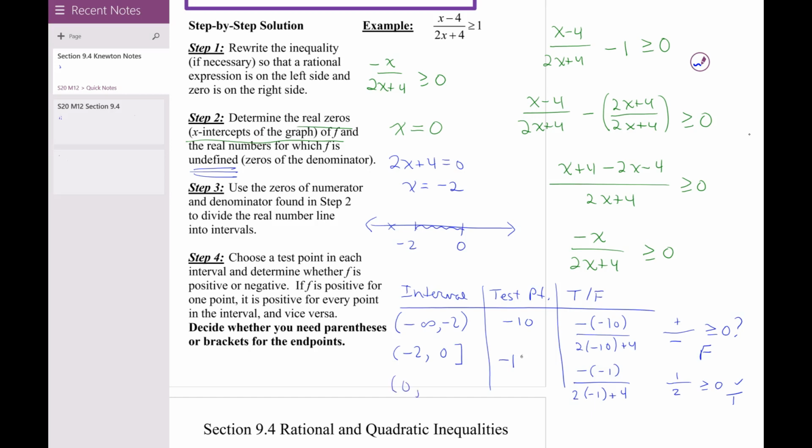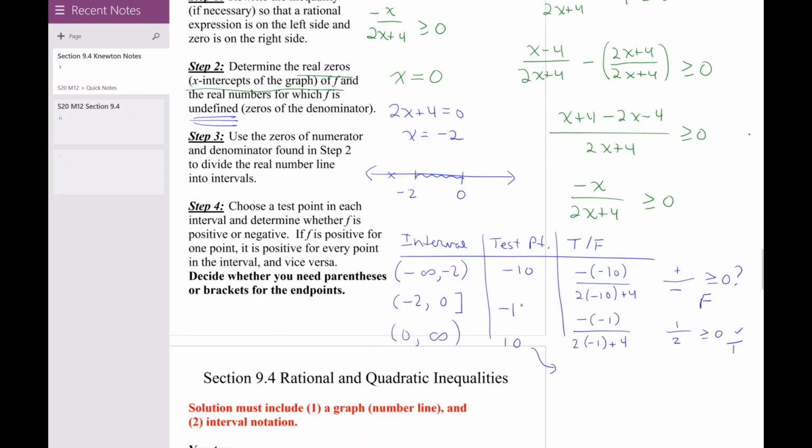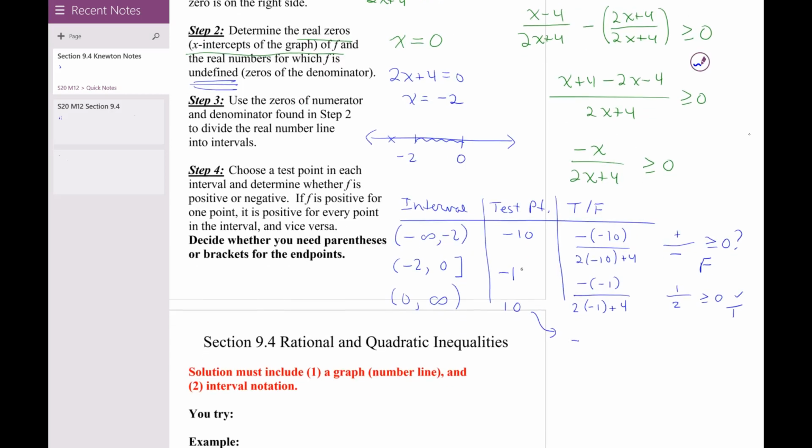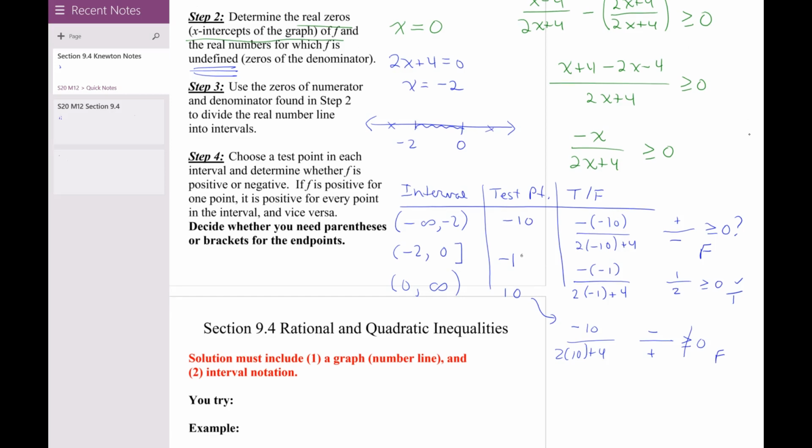And then, of course, we'll do 0 to infinity and test 10. So I'll have the opposite of 10 over 2 times 10 plus 4. So that's a negative number over a positive number. That's definitely not positive, so I don't want this piece.